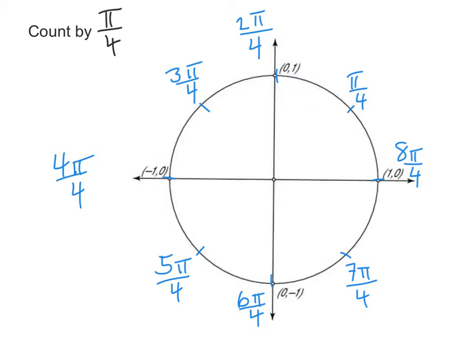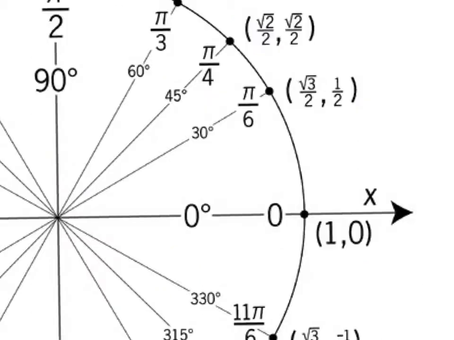Similarly, we can count by pi over 4's to fill in all the 45-degree angles. Starting at 0, you have pi over 4, 2 pi over 4, which by the way is pi over 2, 3 pi over 4, 4 pi over 4, which reduces to pi, 5 pi over 4, 6 pi over 4, which reduces to 3 pi over 2, 7 pi over 4, and then 8 pi over 4, which is the same thing as 2 pi. So using those two techniques, you can figure out where any of the angles you're being asked about are on the unit circle. And if you wanted to just recreate the unit circle, that's one way you could come up with all those radians pretty quickly.